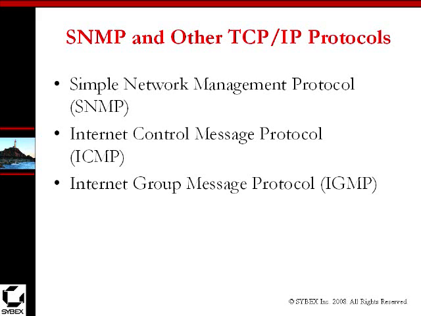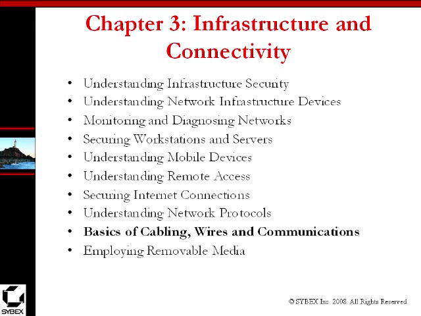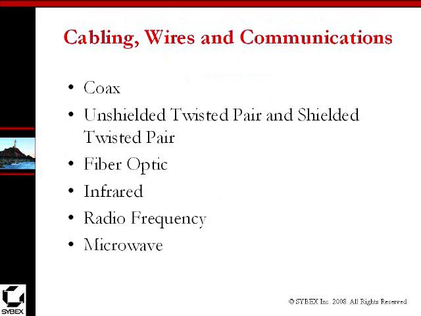The heart of your infrastructure is going to be the hardware and the cabling, and so the book has a pretty detailed section on the basics of cabling, wires, and communications. Coaxial cable has been used for a long time. It's shielded and it's great for transmissions. It's kind of a pain to work with because it requires terminators and special cabling, and I think these days if you run into a coax installation you're probably going to want to change it out. However, there are some advantages to using it.